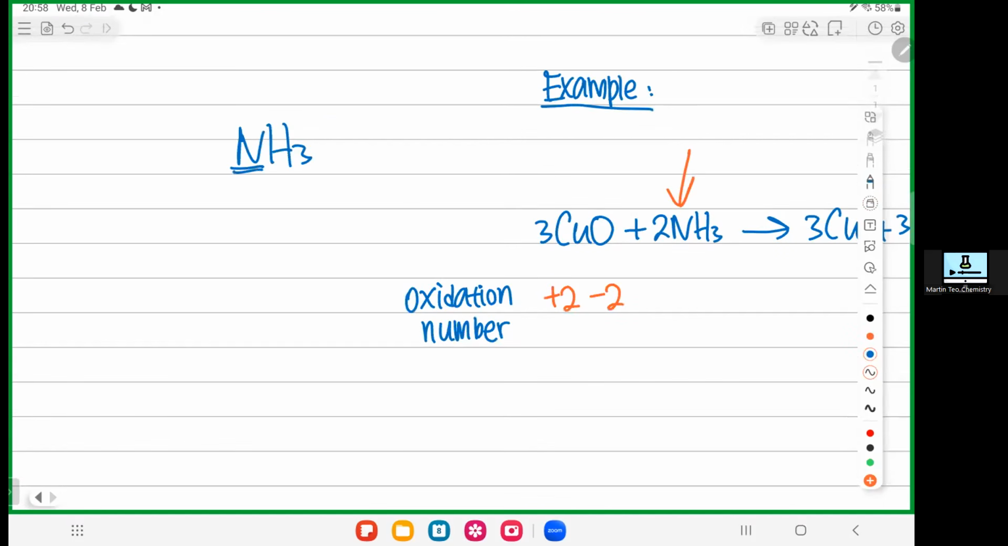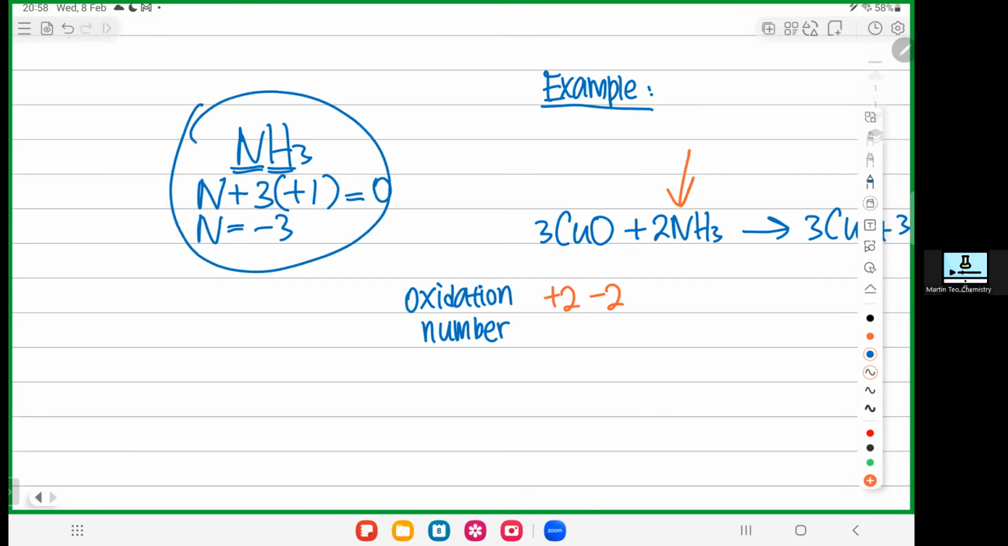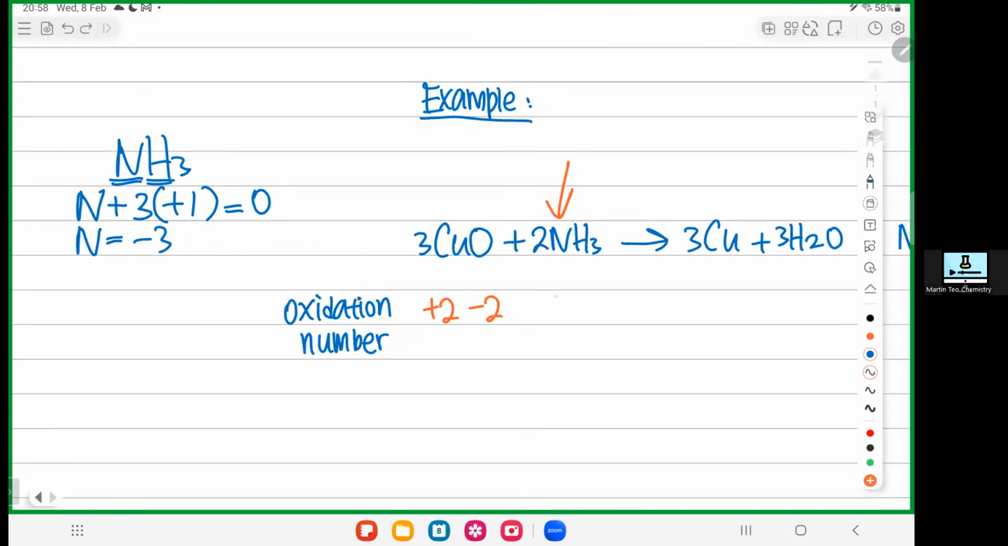Do we know the nitrogen? Don't know. And hydrogen is what? +1. How many hydrogen we have? 3 of it. So add together equal to, on top here, nothing, 0. So the nitrogen is -3. So that's how we do the calculation. Okay, so from the calculation we learned just now, the nitrogen should be -3.